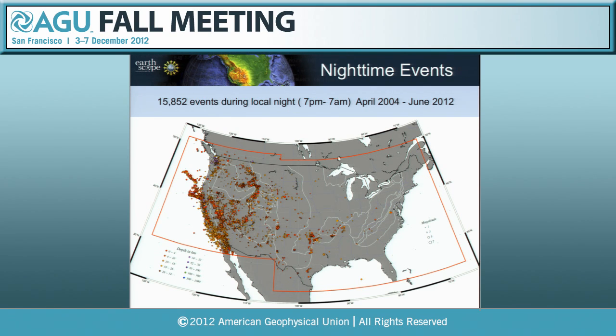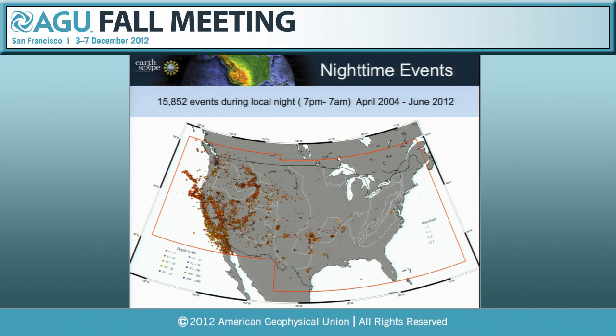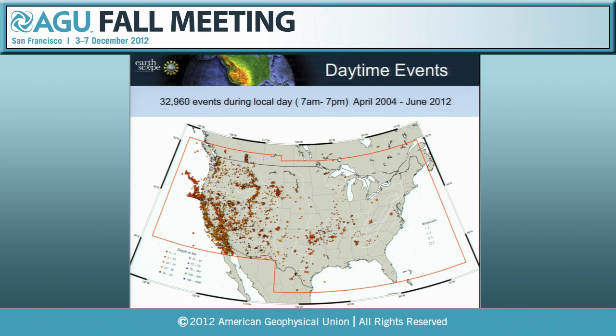I need to go backwards. Was this keyboard? Yeah. Okay, so you'll notice that this set of events in British Columbia do not exist at night. So we've clearly got major activity going on up here that is mining activity. Same thing here in Wyoming.